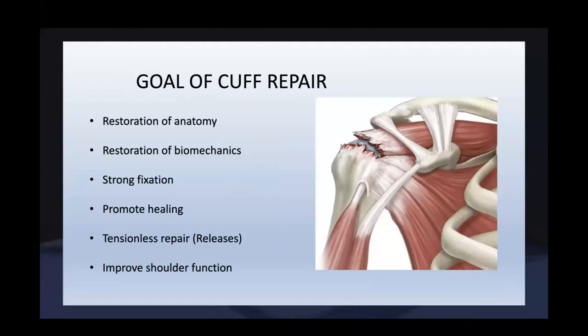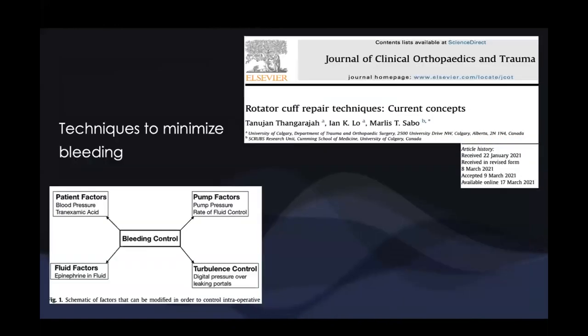So to have a proper cuff repair, you need to restore the anatomy of the shoulder joint, restore the biomechanics. Each insertion or each anchor that you place should be in an appropriate manner so that the anatomy and the biomechanics are restored. It should be a strong rigid fixation. It should promote healing, so vascularity has to be taken into consideration. The repair should be tensionless, because if there is more tension on it, there are high chances of failure. This will improve the shoulder function.